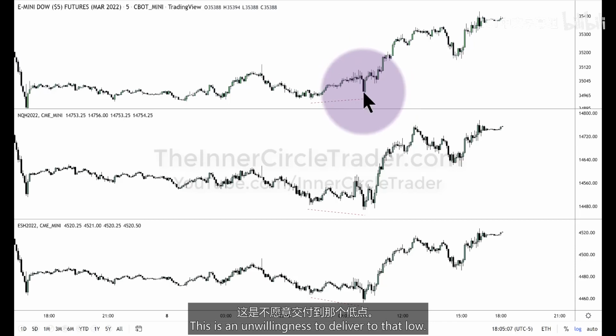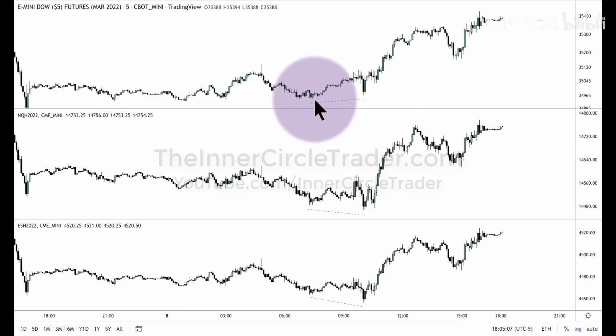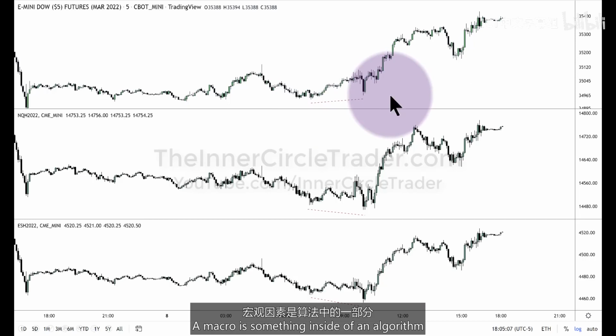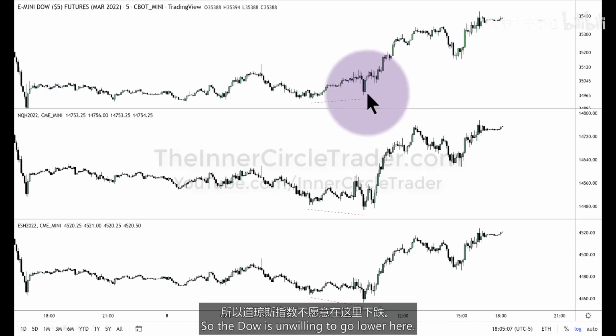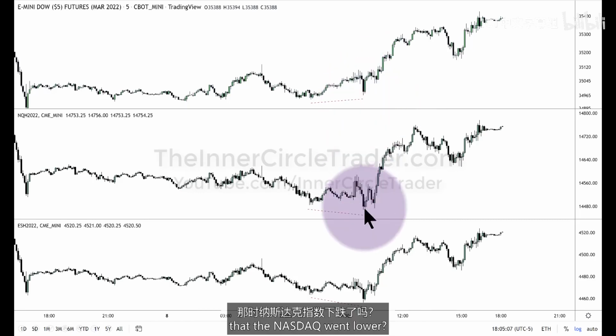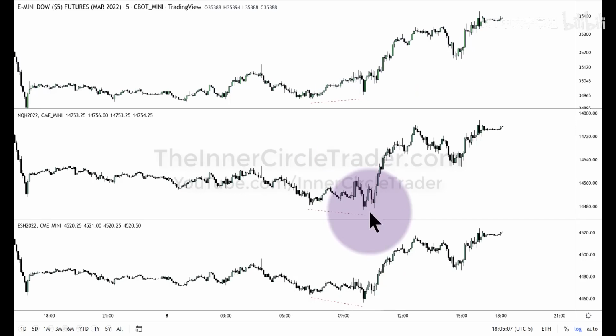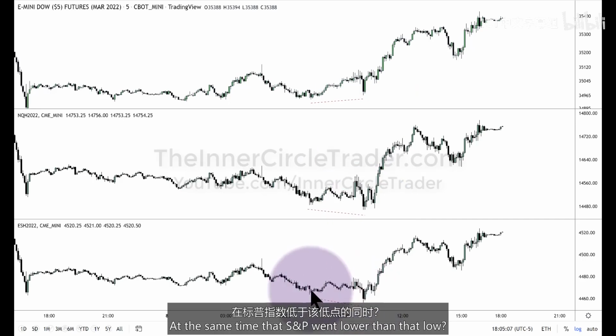This is an unwillingness to deliver to that low. This is a macro. A macro is something inside of an algorithm that prevents or enables delivery. Delivery of what? Price. So the Dow is unwilling to go lower here. Okay, by itself means nothing. Does it happen at the same time that the NASDAQ went lower? Yes. At the same time the S&P went lower than that low?